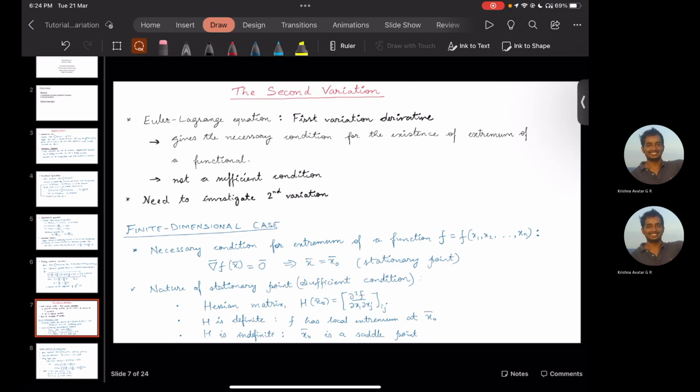So in order to obtain the nature of extremals, we need a sufficient condition or some other condition to be able to check whether the extremal is a local minimum, local maximum, or a saddle, so to speak. And that's where the need for the second variation comes.